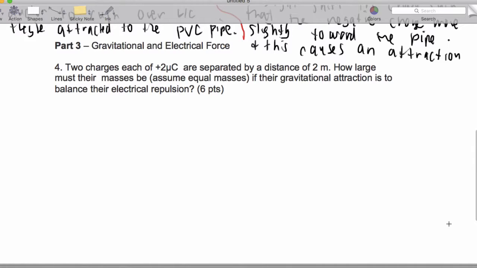Now, part 3, I'm just going to finish up this page because I think it's a great thing here. So we've got two charges, each of +2 microcoulombs, and they're separated by a distance of 2 meters. How big must their masses be if the gravitational attraction is to balance their electrical repulsion? I have a suspicion we're going to get a really big number, because electrical force is so much bigger than gravitational force that we're going to need some big masses to balance.